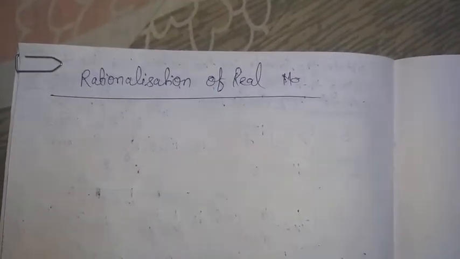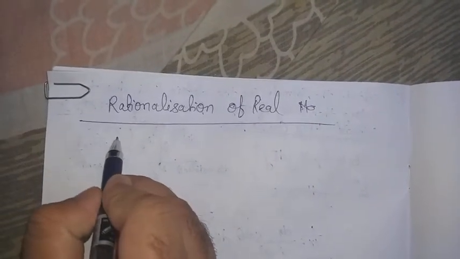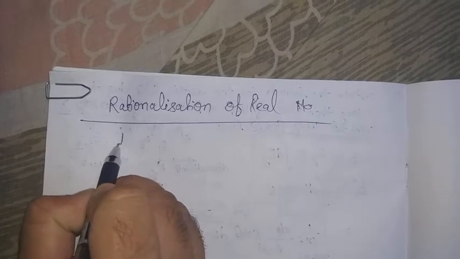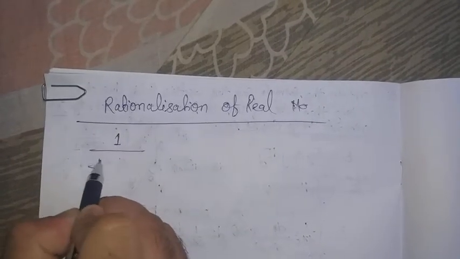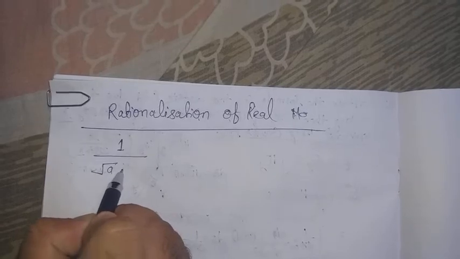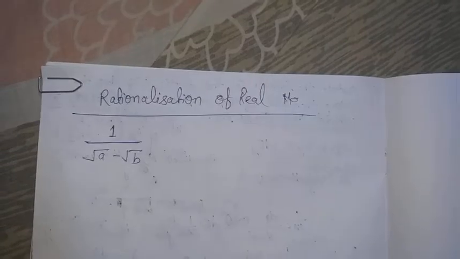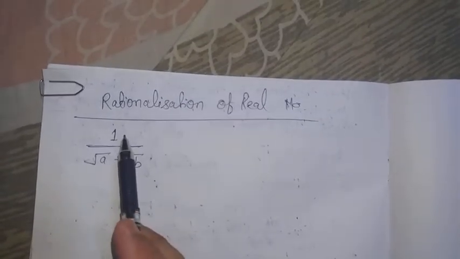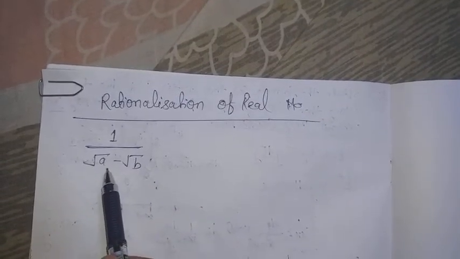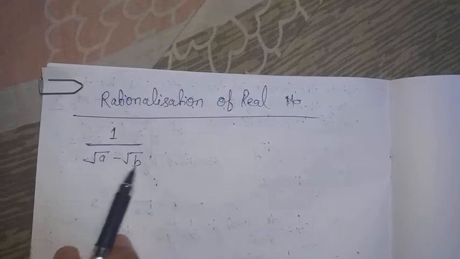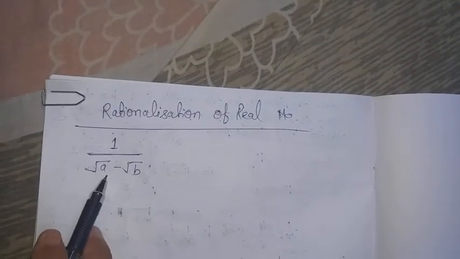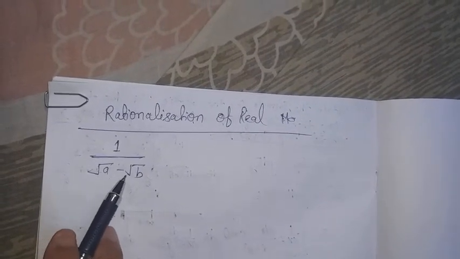is called rationalization. Like suppose we have a number 1 upon root a minus root b. This is a number in which this is the numerator and this is the denominator. So in the denominator there is a root. The removal of the root from the denominator is called rationalization of a real number.